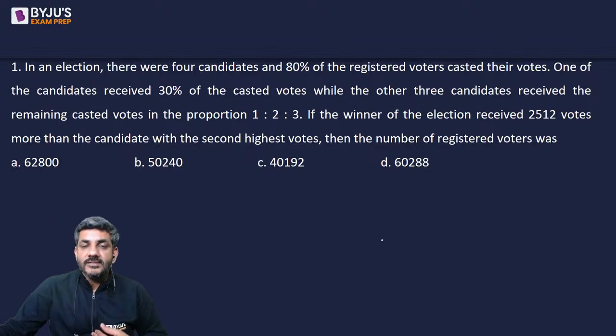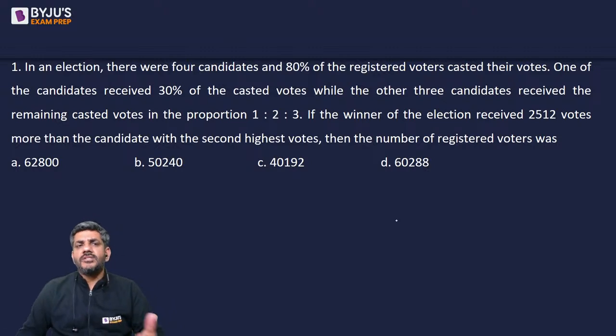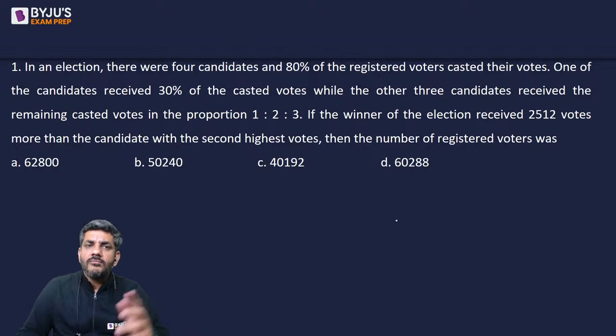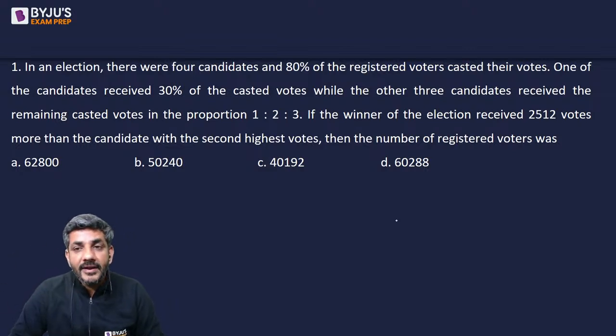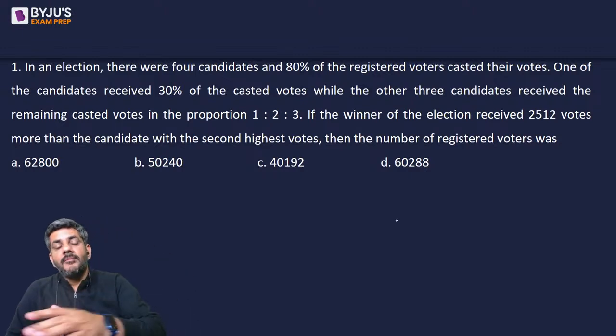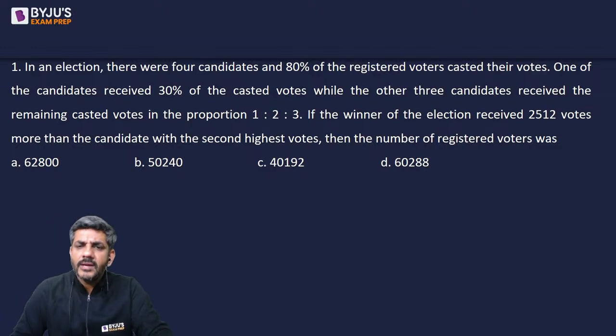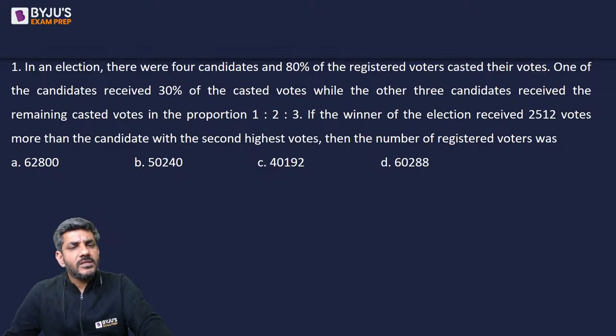Of course there can be a general solution where you assume the total number of votes to be X. 80% are registered, so we calculate 0.8x, then we calculate the casted votes, how much the winner got. Then the remaining are distributed in a ratio of 1:3. But here we are talking about a simple solution first.